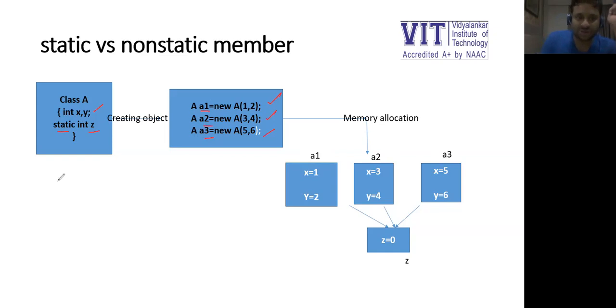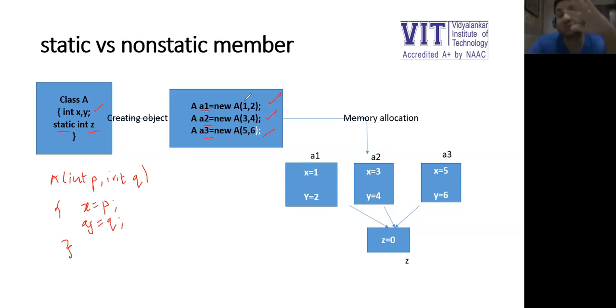Now suppose we have a constructor for class A something like this: int P, int Q. So we will have X equals P and Y equals Q. Now, when the object is created, we are only supposed to pass values for non-static data members. Remember, when it comes to Z, only one copy of Z is created per class and it is shared by all the objects of the class. And Z is by default initialized to 0.